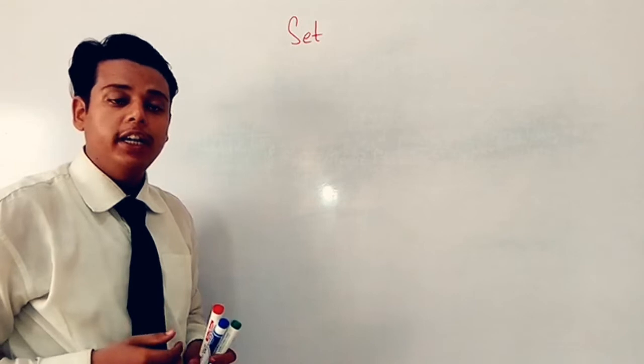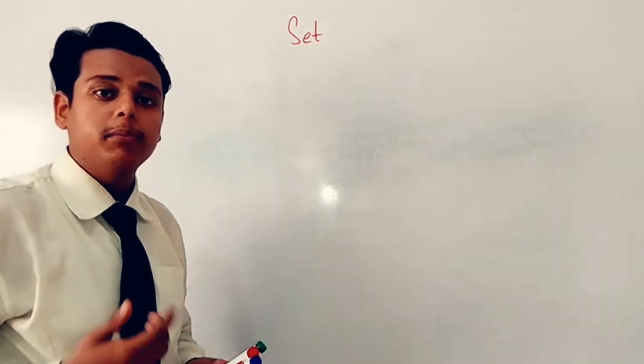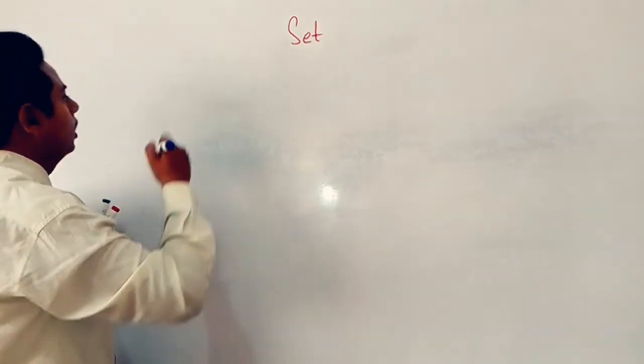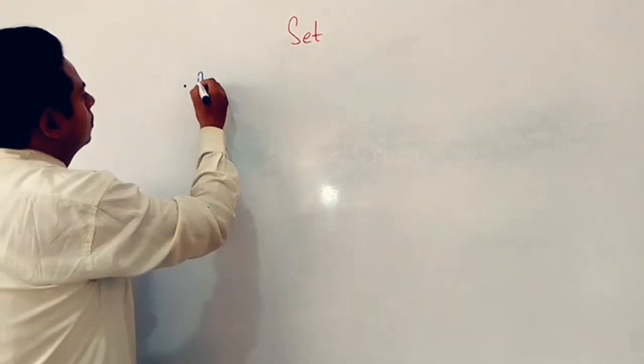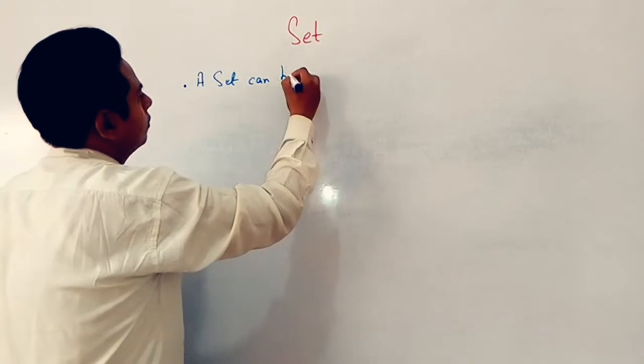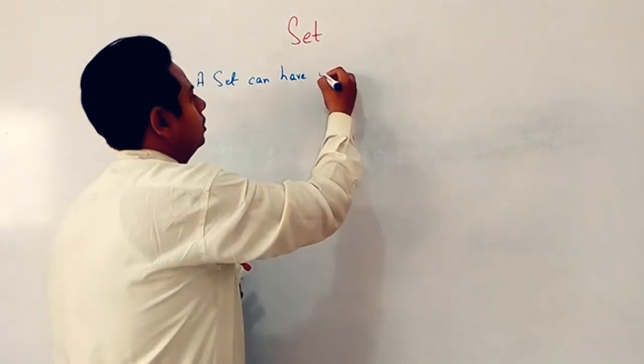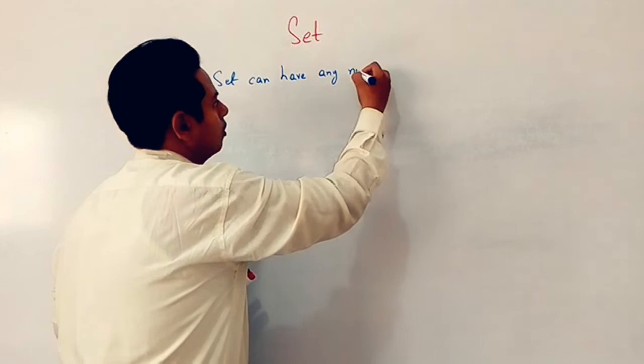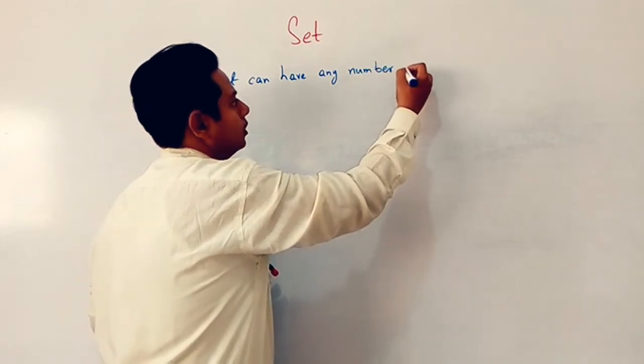Now come to the fifth point. A set can have any number of elements.